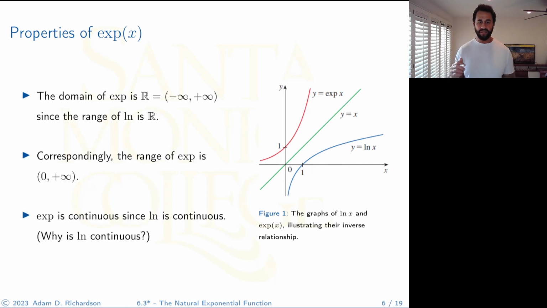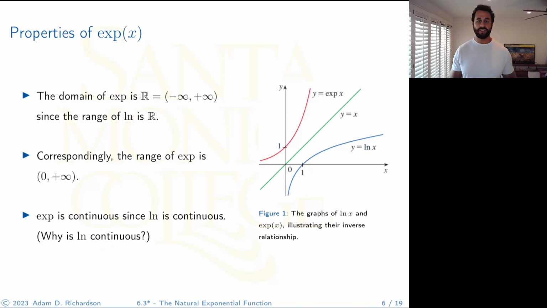So it looks like you would expect, like what you've seen in the past. Some other properties, the domain of the natural exponential is all real numbers because the range of the log function is all real numbers. And correspondingly, the range of the exponential function is all of the positive numbers for the same reason. We also know that the exponential function is continuous because the natural log function is continuous. Why is log continuous? That we actually saw in the previous section.